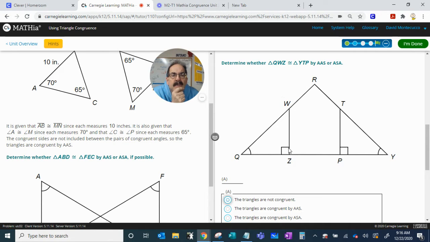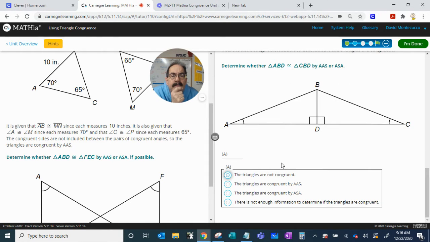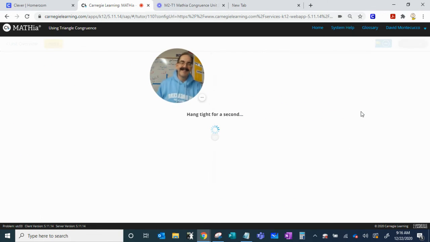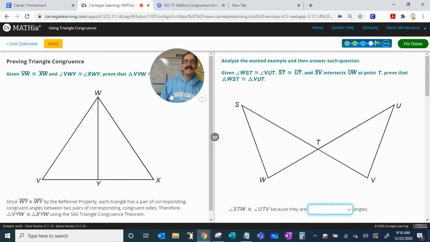QWZ, QWZ. We don't have enough information. Angle, angle, side, because it's a shared side BD. Angle, angle, side. Missed a piece. Okay.